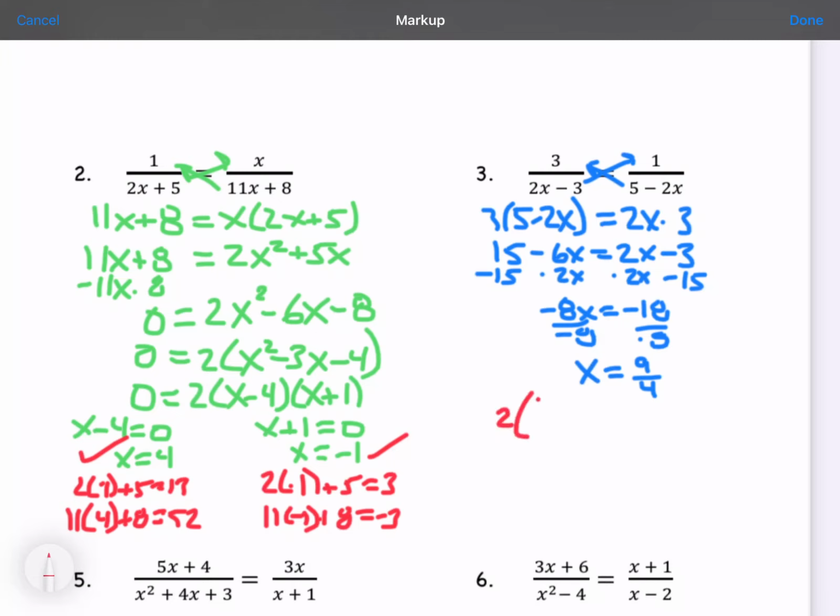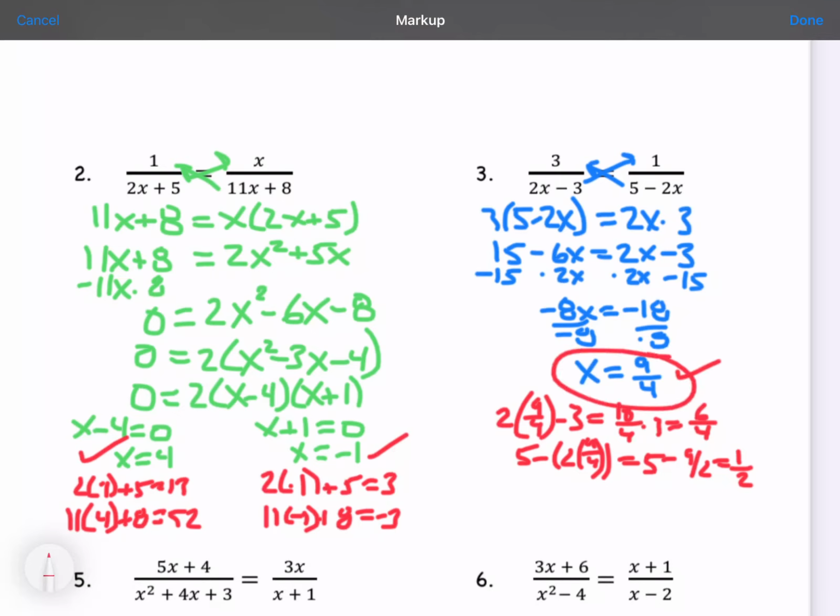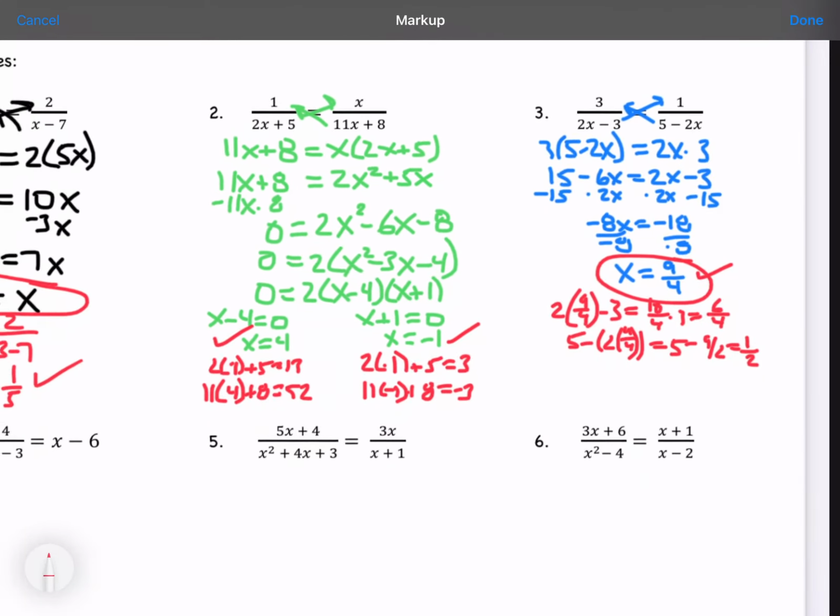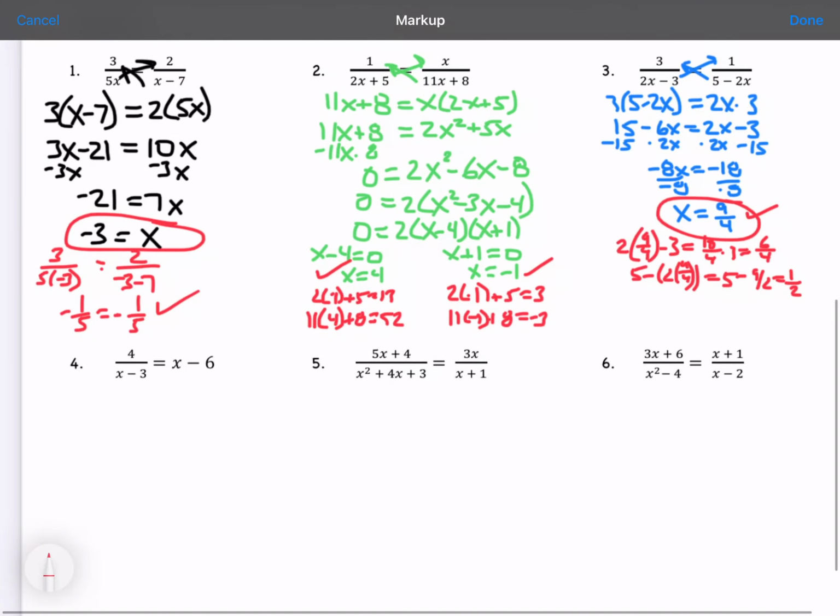No. So we did 2 times 9 over 4 minus 3. That's going to give us 18 over 4 minus 3, which is like 6 over 4. That's fine. And 5 minus 2 times 9 over 4 leaves us with 5 minus 9/2, which is 1/2. So they both work. Questions on that one? It looked like most of you were getting either negative 18 over negative 8 or positive 18 over positive 8. Either way, it was fine.